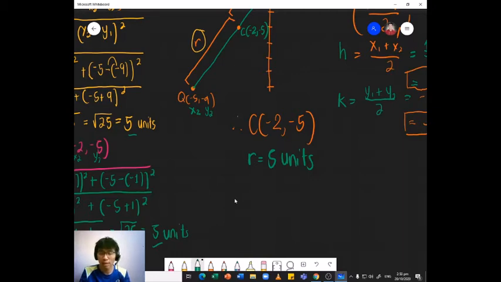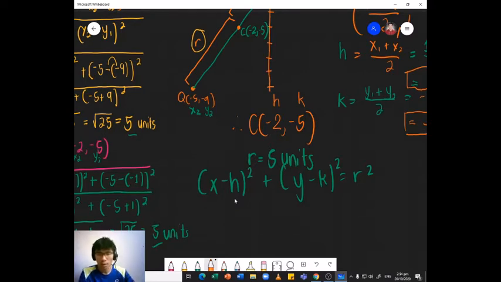Can we find the standard form of the circle? Exactly. What is the standard form of the circle? That is (x - h)^2 + (y - k)^2 = r^2. So let's substitute. Automatically, this is your h and this is your k.